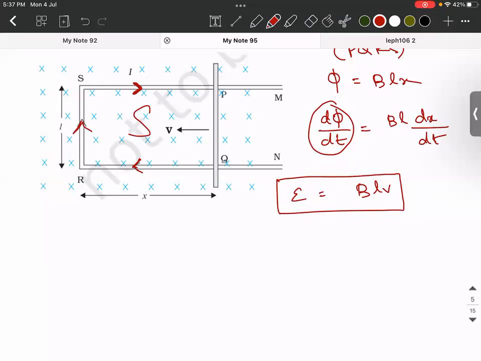So when the current is in the clockwise direction, which pole is positive and which pole is negative? I want you to be very careful with this.